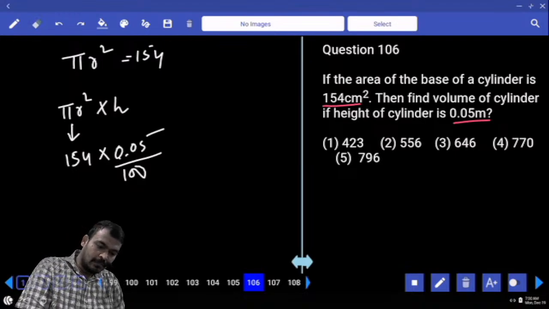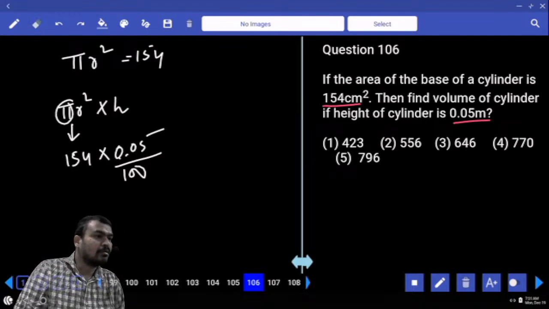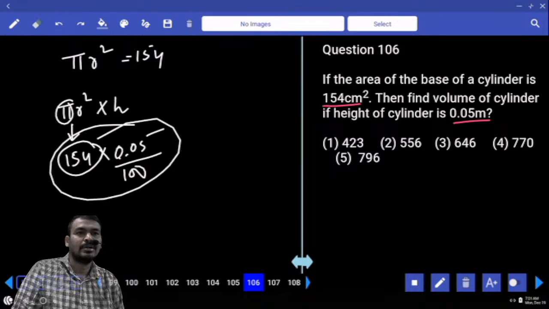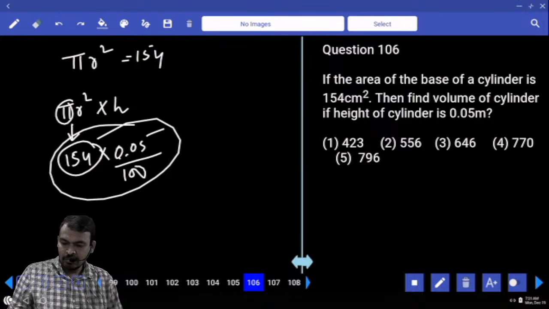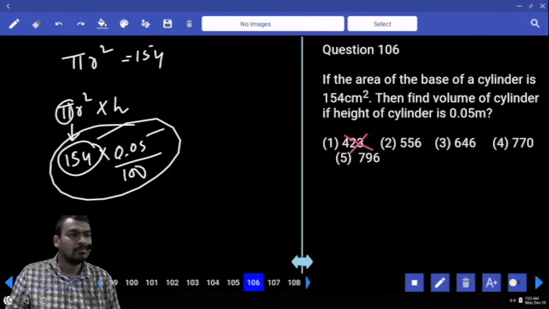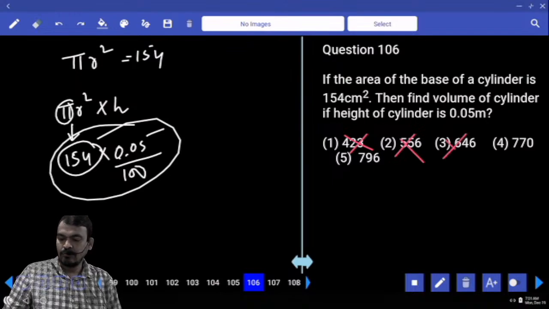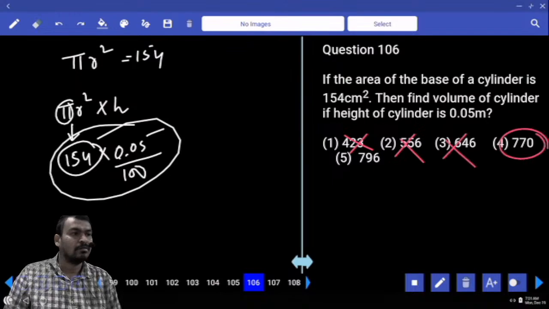But here pi means it will be an 11 multiple. Yes or no? 154 is also an 11 multiple. Then the product value will also be an 11 multiple. First option is an 11 multiple? No. Second option? No. Third option? No. Fourth one? Yes sir. Fifth option? No. Then the answer is the fourth one.